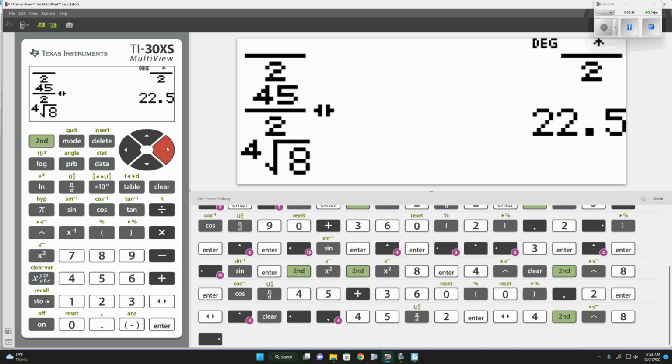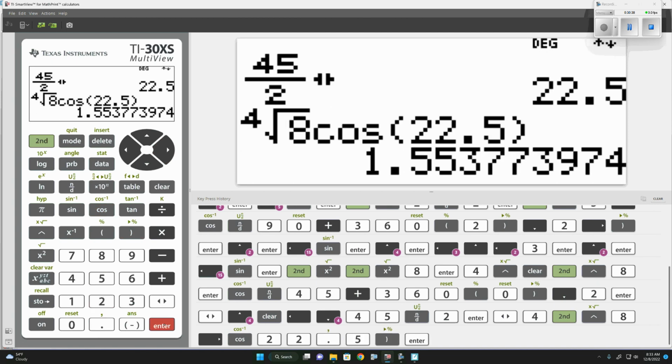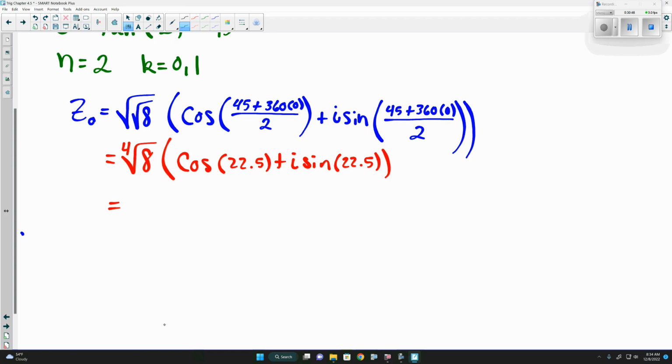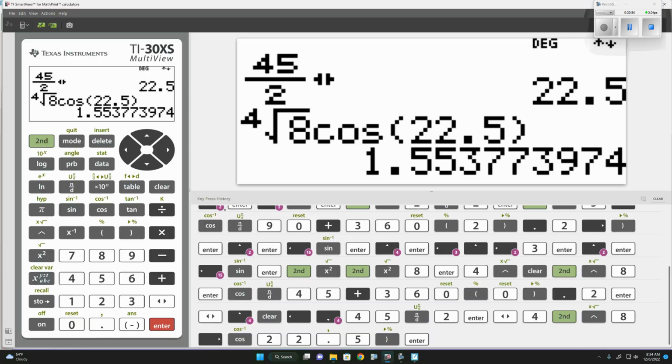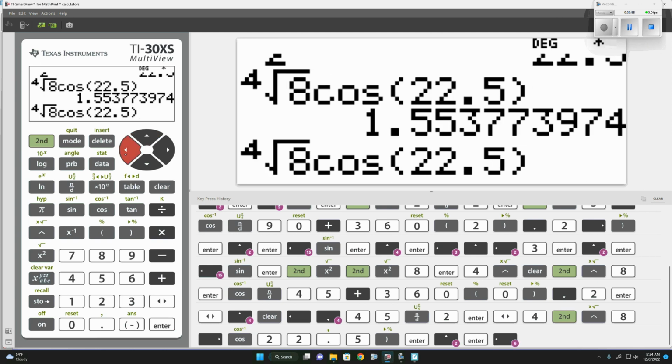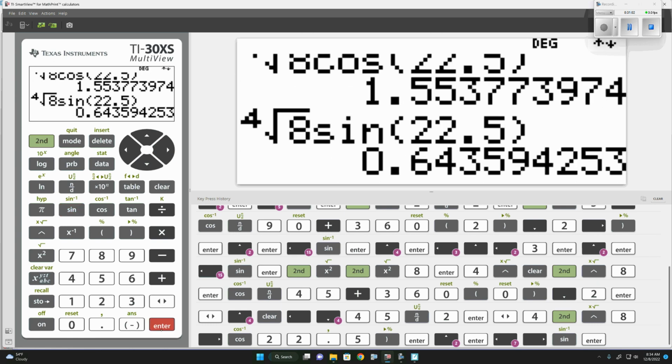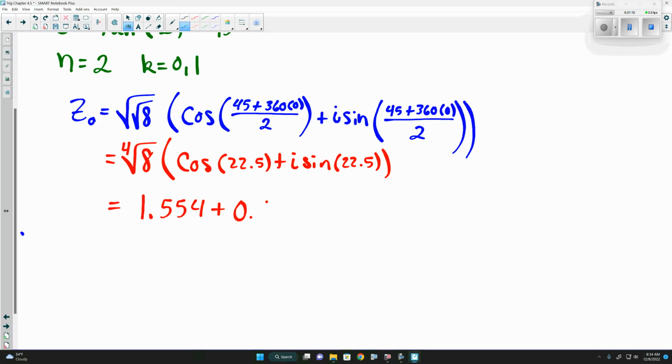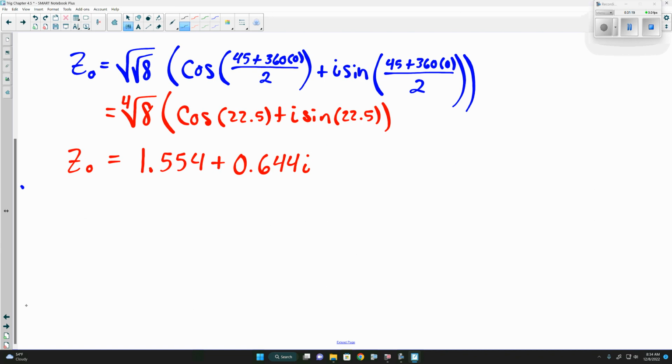So 4th root of 8 cosine of 22.5, 1.554. Plus, the nice thing with calculators is I can come back up here, select it, change it from cosine to sine, hit enter, 0.644. Now we're going to do it with Z1.